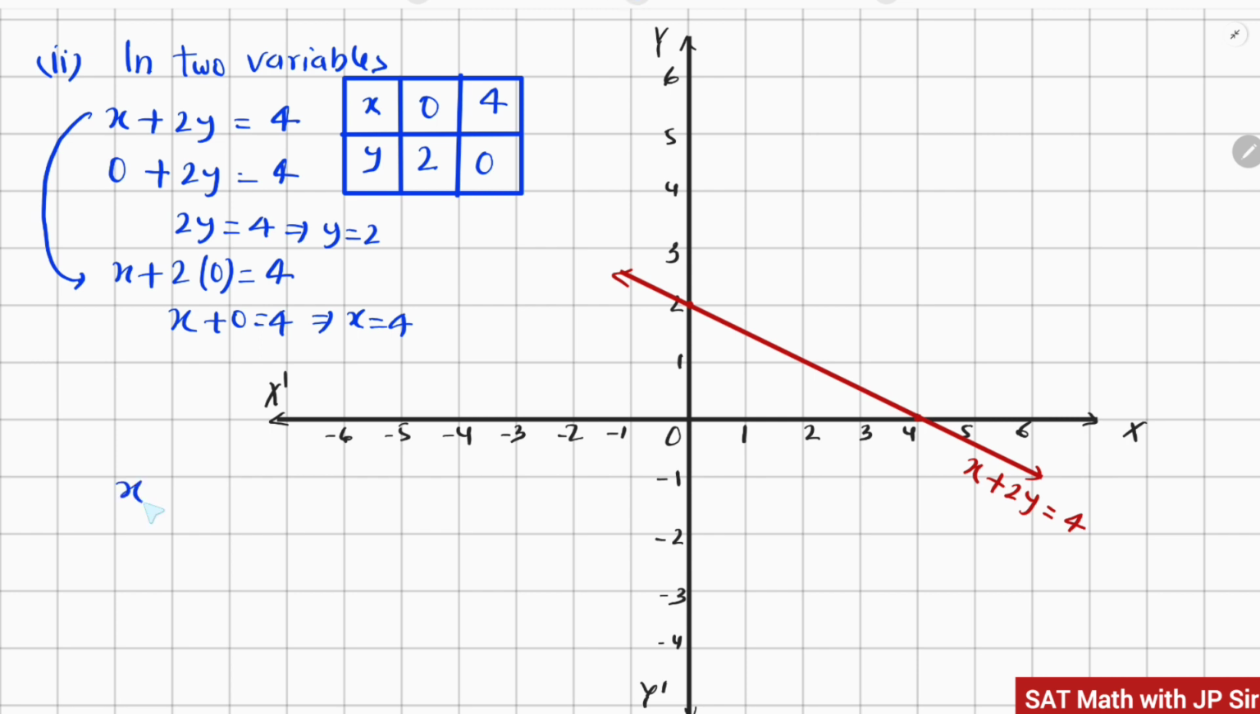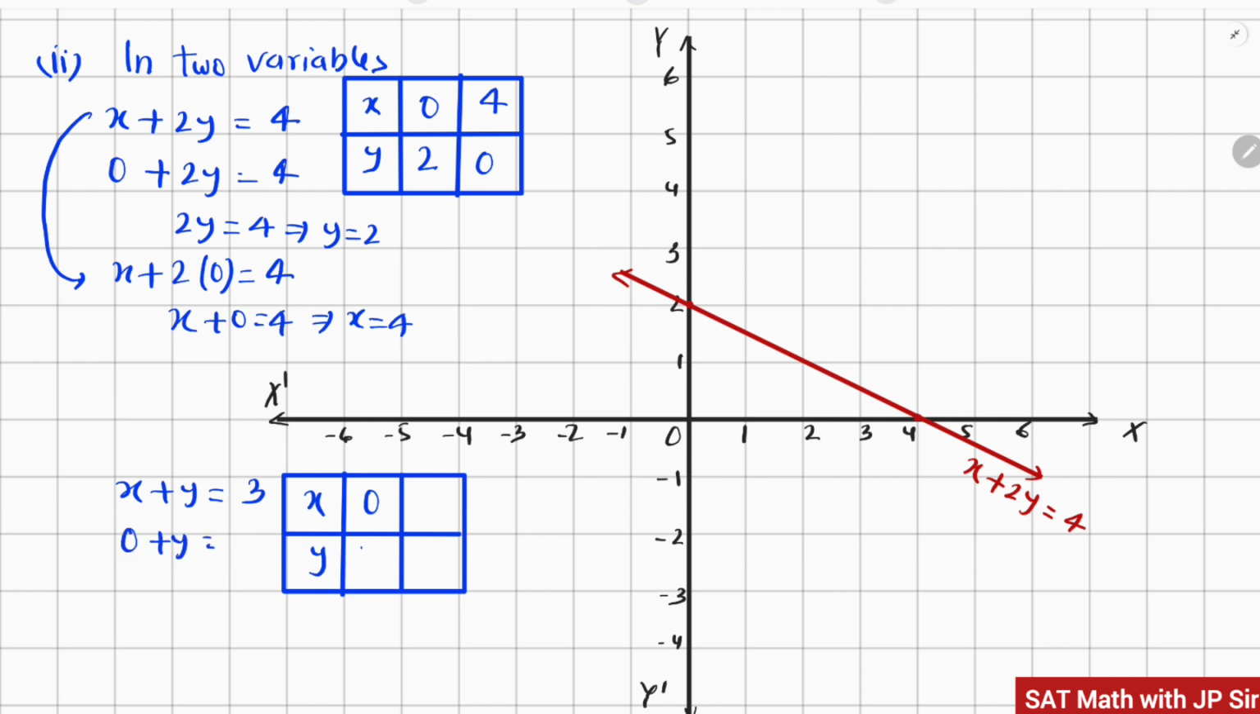Let's take another equation, x plus y equals to 3. Again, make a small table here. Now put x as 0, you get y equals to 3. And if you put y as 0, you get x equals to 3. So now mark these points here and then we will draw a line. So x as 0, y as 3 is this. And x as 3, y as 0 is this.